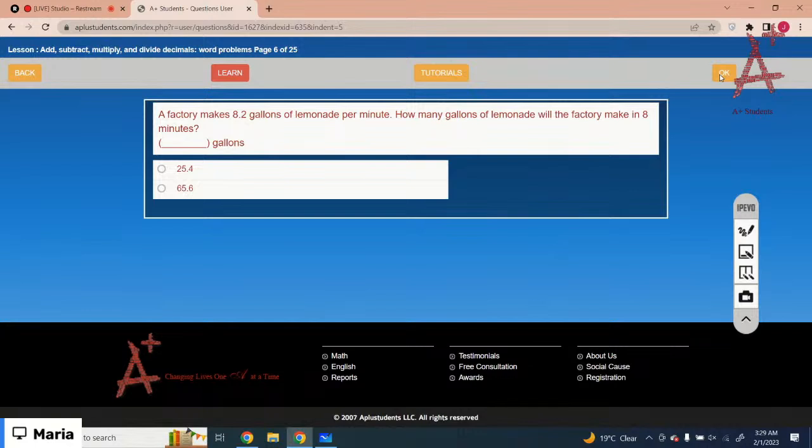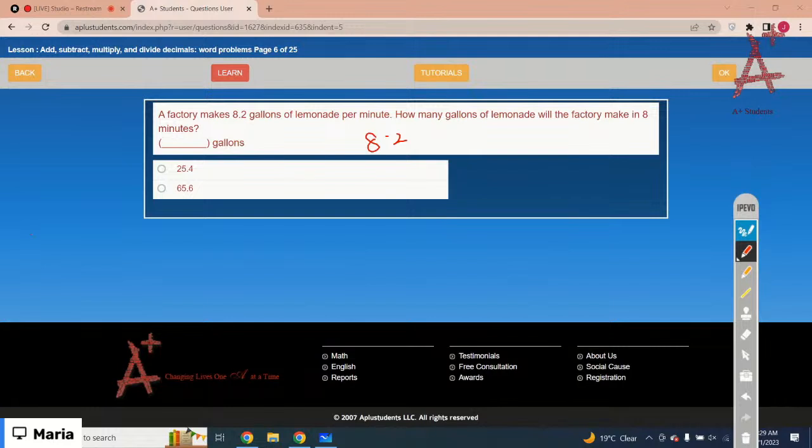Okay, the next one is: a factory makes 8.2 gallons of lemonade per minute. How many gallons of lemonade will the factory make in 8 minutes? So in 1 minute, they make 8.2 gallons. You have to calculate the value for 8 minutes. So you have to do 8.2 times 8. Got it? 8 times 2 is 16 and 1 carry, 8 times 8 is 64 and 1 is 65. So it is 65.6. Got it?